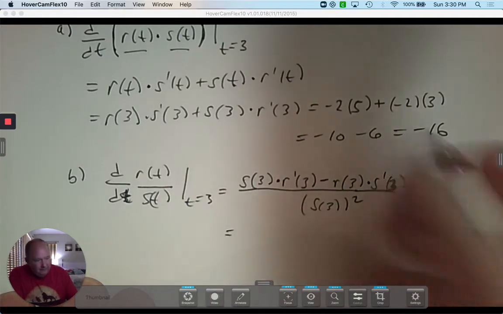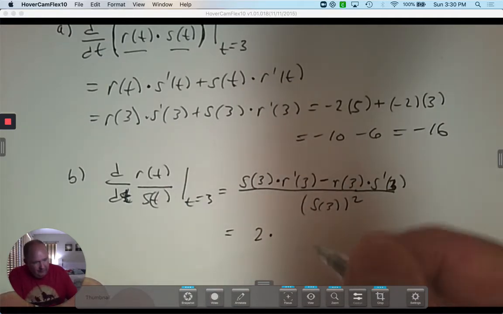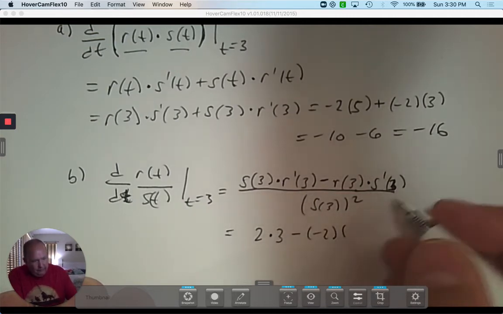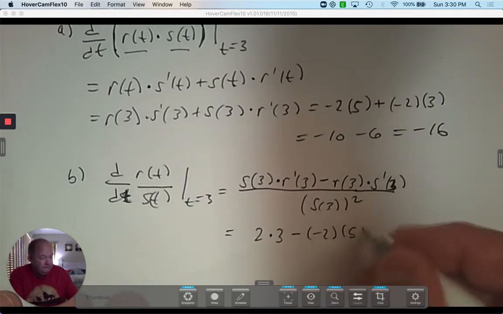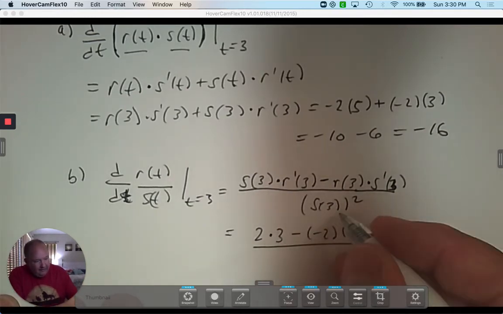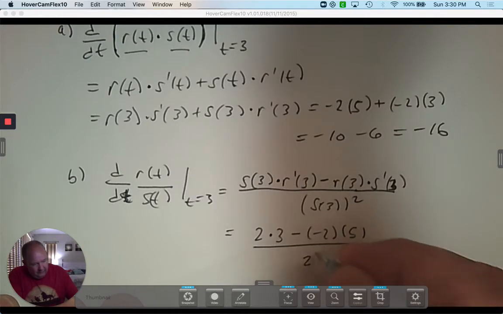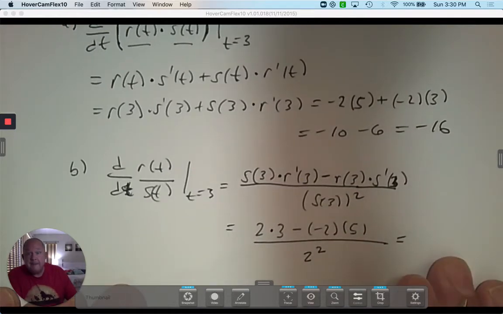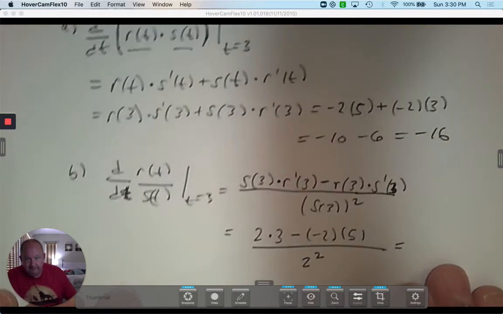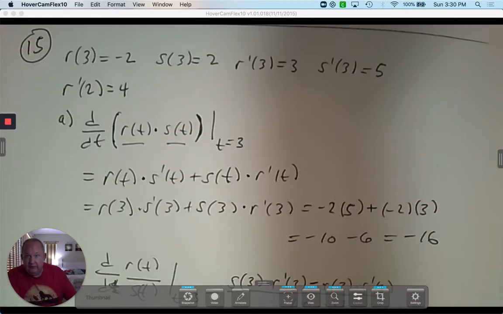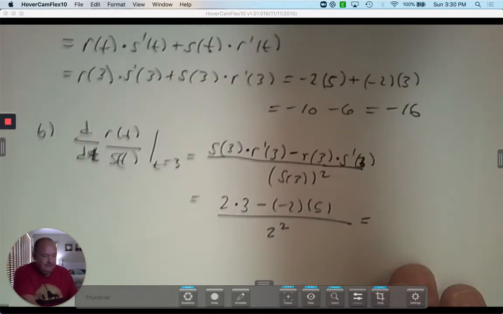So S at 3 is 2. R prime at 3 is 3. R at 3 is negative 2. S prime at 3 is 5. And then again, S at 3 is 2, and you need to square it. So there's the setup using those values right from the question. And now let's finish it.